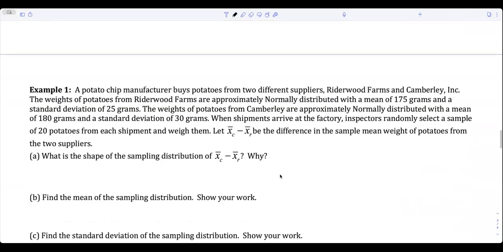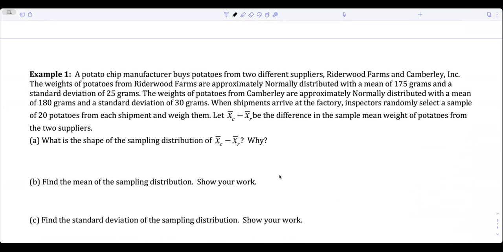This says a potato chip manufacturer buys potatoes from two different suppliers, Riderwood Farms and Kimberly Inc. The weights of potatoes from Riderwood Farms are approximately normally distributed with a mean of 175 and a standard deviation of 25. And the weights of potatoes from Kimberly are also approximately normally distributed with a mean of 180 and a standard deviation of 30. When shipments arrive at the factory, inspectors randomly select a sample of 20 potatoes from each shipment and weigh them. We're going to let x bar c minus x bar r be the difference in the sample mean of the weights of potatoes. What is the shape of the sampling distribution?